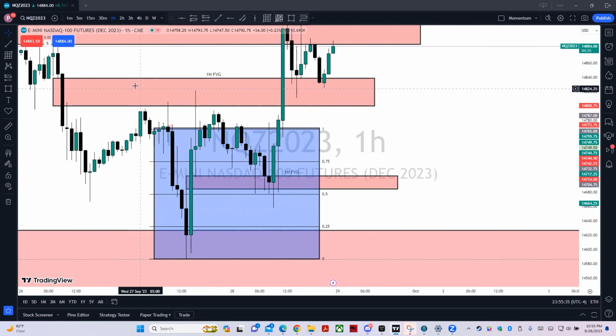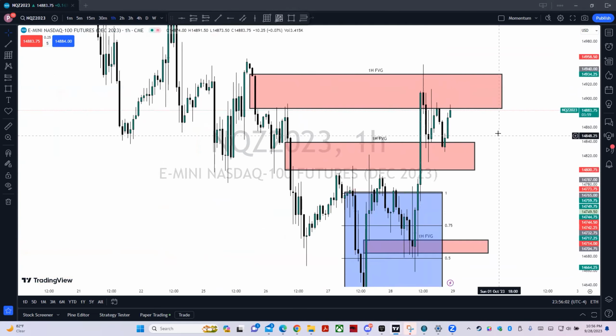Price came down, filled up the fair value gap, right? Well, yes. So it took the fair value gap on the downside, and then it ran for its life. Which is expected. We wanted it to run, and it did. And it went kicking and screaming all the way.